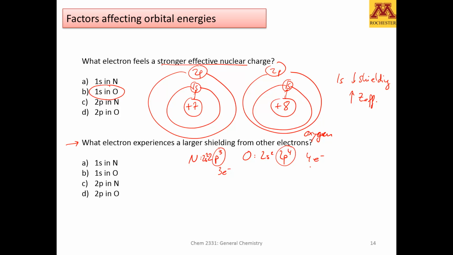There is more shielding when you have more electrons, therefore the 2p electrons in oxygen will experience a larger shielding. Hopefully that makes some sense. We'll practice more.